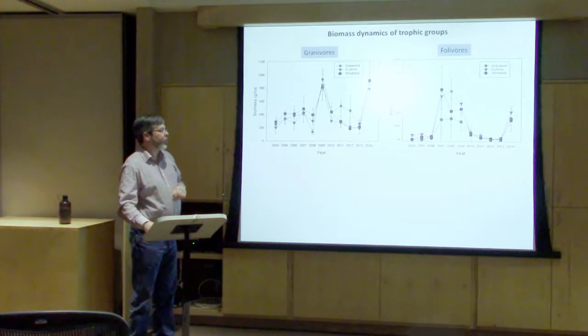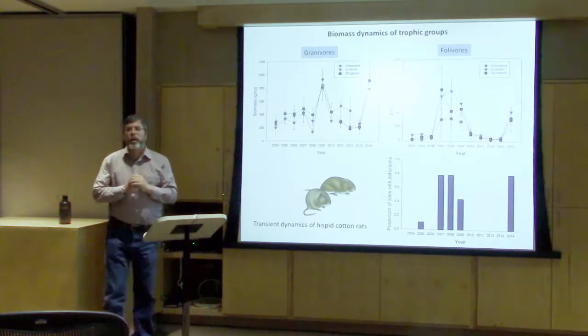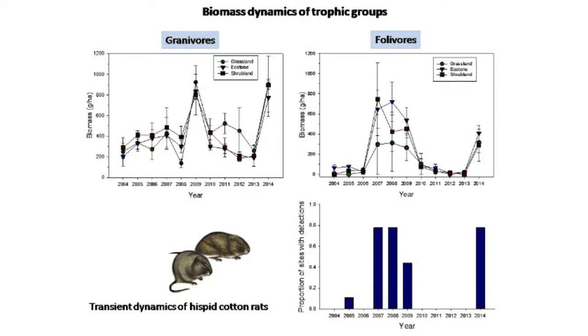Like they're down to virtually no contribution. And here's one of the cool stories emerging, I think. A lot of this pattern is driven by transient dynamics of this species, the Hispid Cotton Rat, okay? Which in the southeastern US is really abundant and is thought of more as a grassland species. So it's acting a little bit different here, as I'll show you.